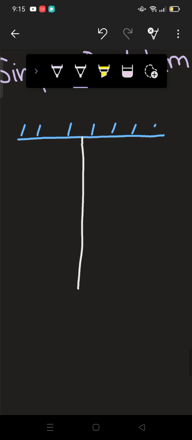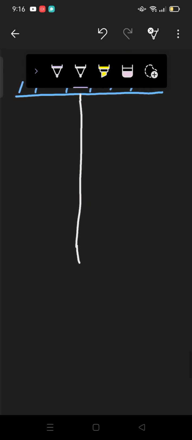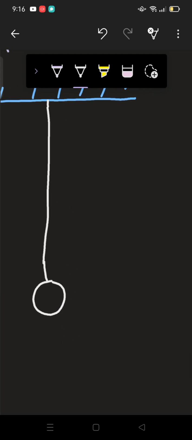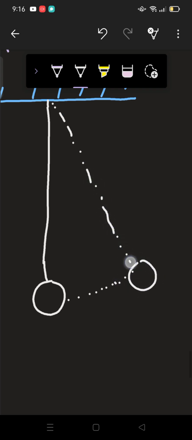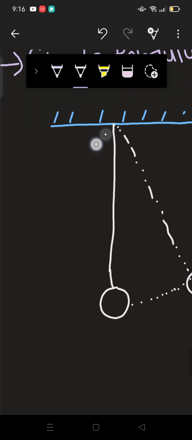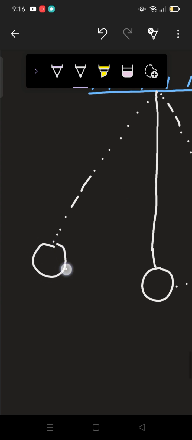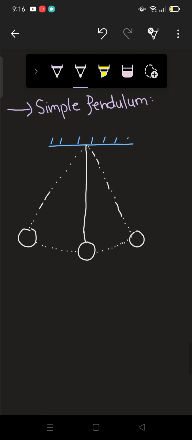This is a string. We're going to discuss each and every term in very detail, right? This is a mass hanged with this string. I gave force, and it is here now. Again, this will go here, right? So now let's start discussing this.